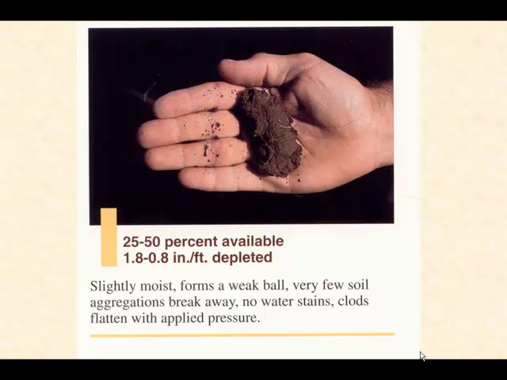In this picture, for example, they all follow the same pattern. They say go to the field, go to the depth that you want, take some soil, get a bucket auger, shovel, post hole digger, whatever, get the soil, squeeze it in your hand, and then look at it and feel it. If it looks like this, just a few crumbs sticking here, and it has this kind of response, in this case, it's slightly moist, it forms a weak ball, very few aggregates break away, no water stains on your hand, clods flatten with applied pressure, and on this particular texture, we're somewhere in the 25 to 50% available, or we're this much depleted. And they have the whole methodology there for determining how much water you have remaining to work with.